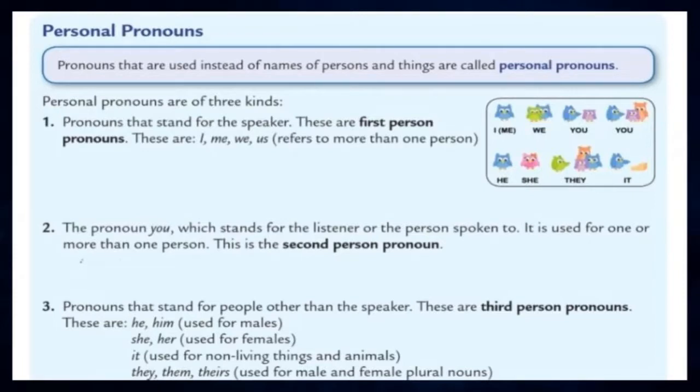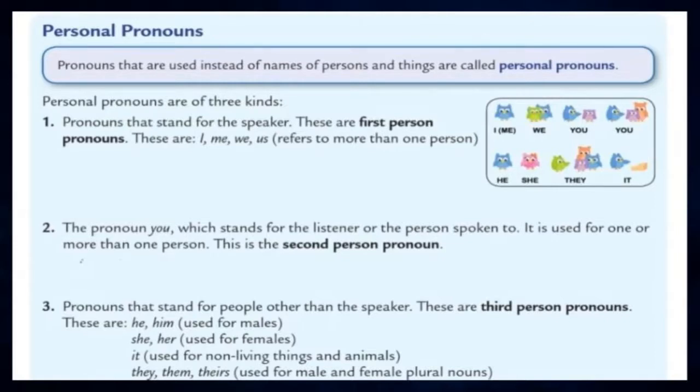Now we are going to see what are personal pronouns and their kinds. Okay, we know that pronouns are words that we use instead of nouns. Then what about personal pronouns? Personal pronouns are also words which we use instead of names of persons and things. This is known as personal pronouns. And personal pronouns are of 3 kinds. How many kinds? 3 kinds. They are first person pronouns, second person pronouns, and third person pronouns.